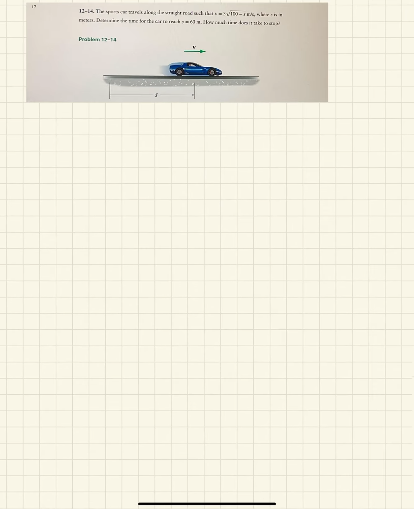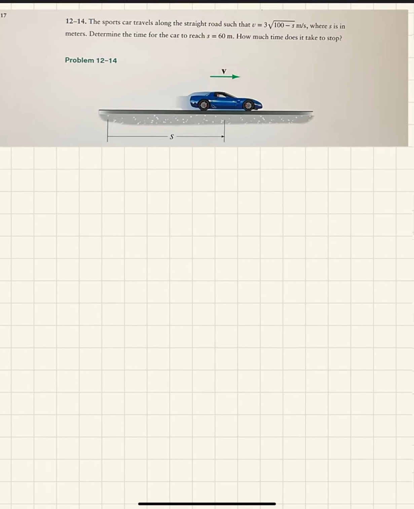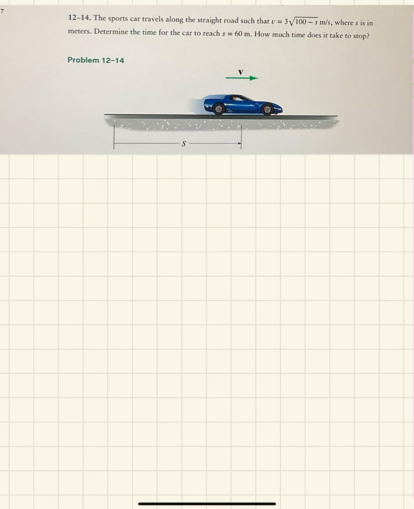Hey guys, today I'm going to be showing you how to do this problem. This is 12-14 from Hibbeler Dynamics, 15th edition.